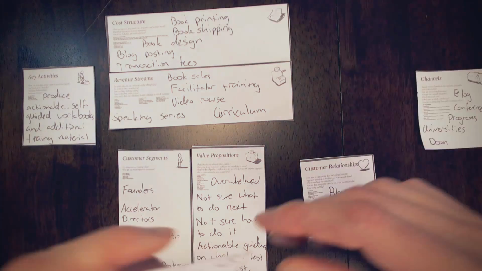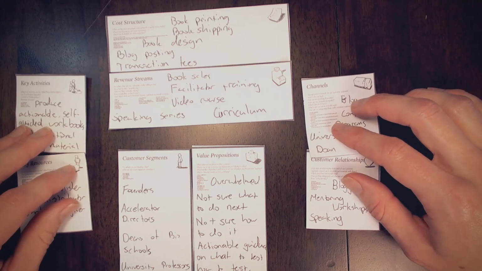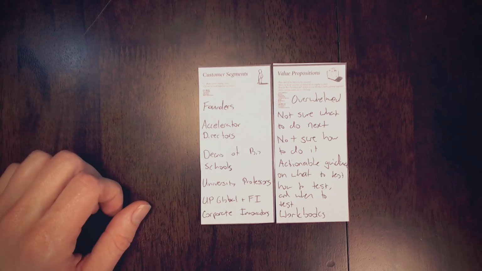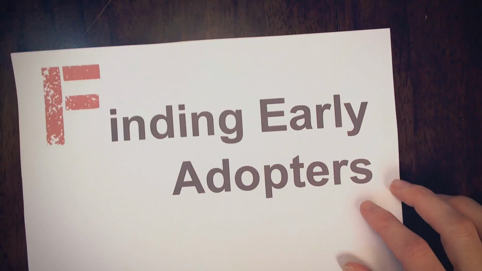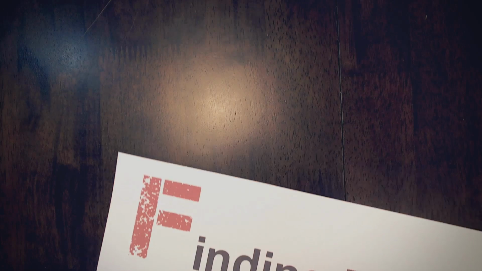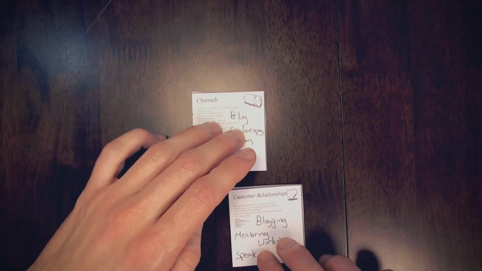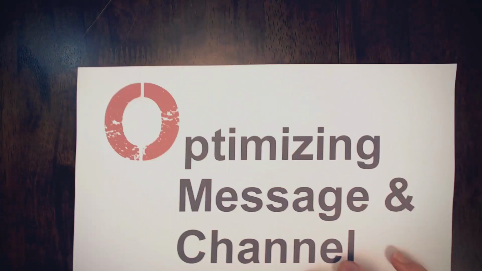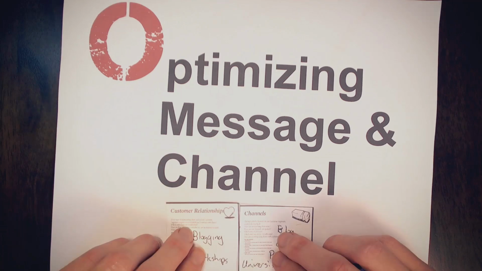Next thing we're going to do is start pairing these up. A lot of these are actually built to be validated with each other. For example, customer segments and value propositions. These ones, you can't test one without the other. So what I like to do is combine them in a phase I call finding early adopters. Next, we're going to test customer relationships and channels. Because even if we build the greatest product in the world, if we can't tell people about it, it doesn't matter. So this phase we're going to call optimizing message and channel.